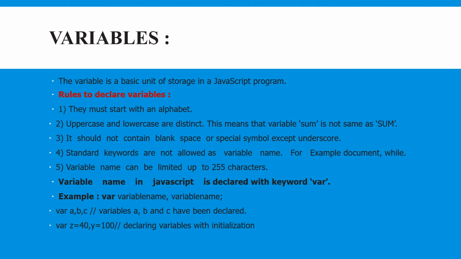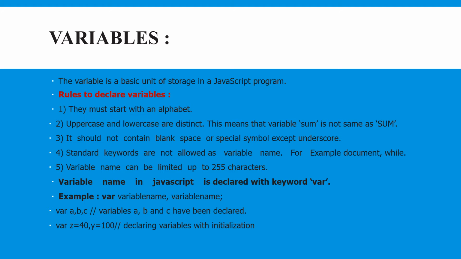So it has certain restrictions regarding the variable names. It should not contain blank space or special symbol except underscore. So only underscore is allowed. Other special characters, special symbols are not allowed. Standard keywords are not allowed as a variable name. For example, document, while, these are the standard keywords in JavaScript. So these names you will not use as a variable name.